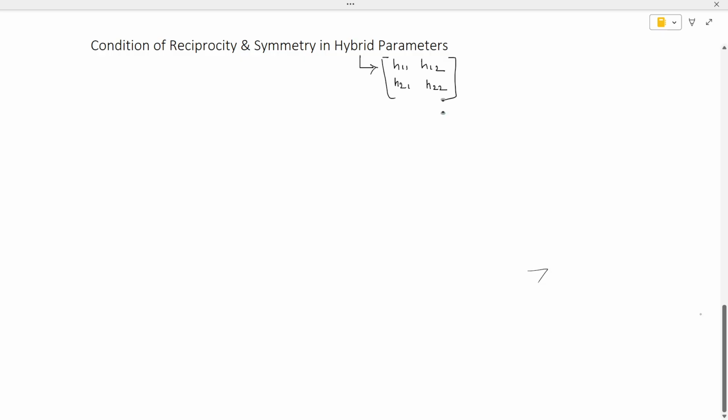when you check out the diagonals as well as the half diagonal values. Here the condition for reciprocity is that the half diagonal value H12 is the negative of H21. That is the condition for reciprocity in the case of an H parameter.